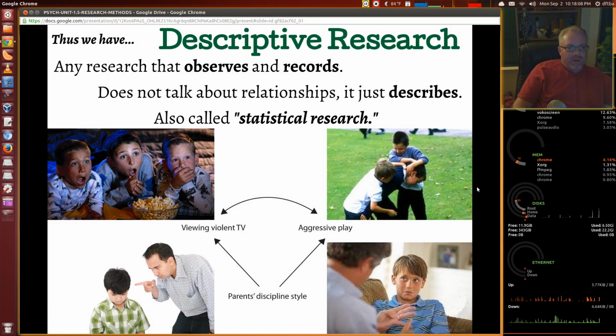So descriptive research works in all kinds of ways. You're going to observe and record. But it does not talk about relationships, it just describes. So it's not going to be correlational in any way. This is called statistical research.